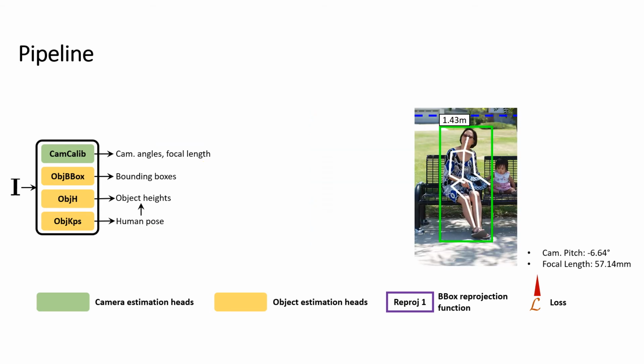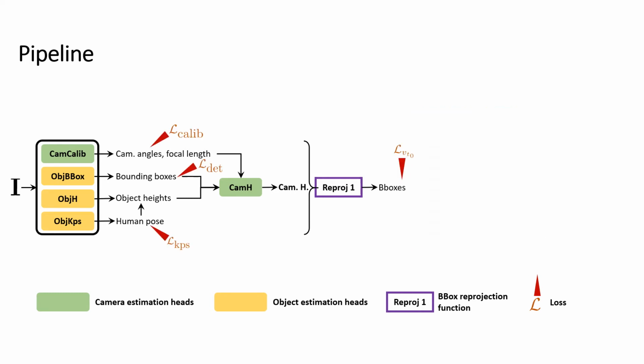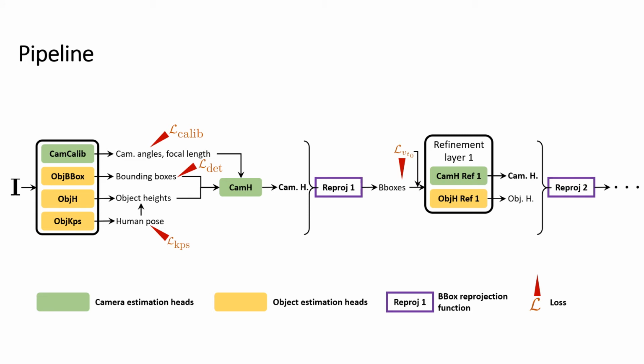Based on these estimations, we have a camera height estimation module to estimate the camera height. Because we do not have supervision on the camera height, we reproject each object onto the image plane and constrain training with a bounding box fitting loss. For the subsequent layers, we refine the object height and camera height by further minimizing the mismatch between the reprojected boxes and the detected ones. We also enforce categorical Gaussian priors on the estimated object heights.